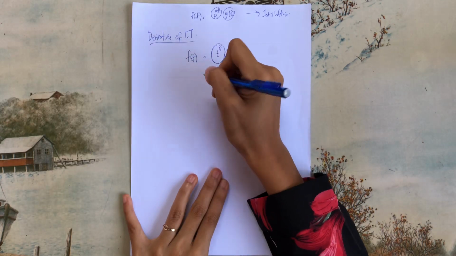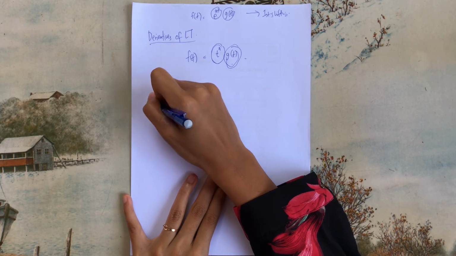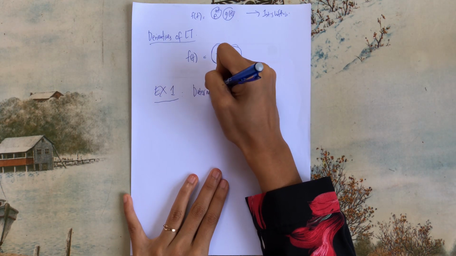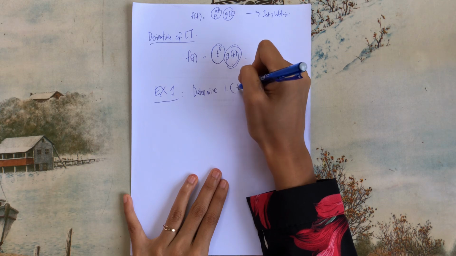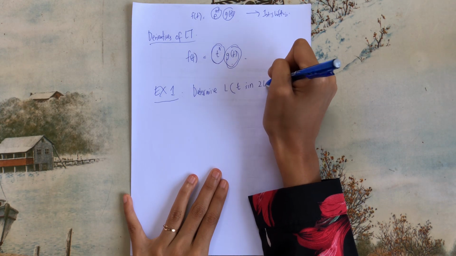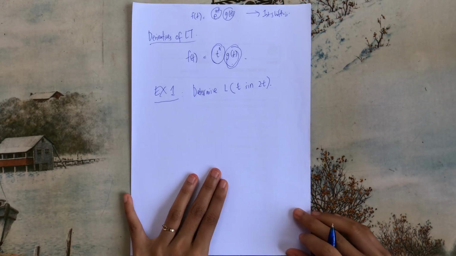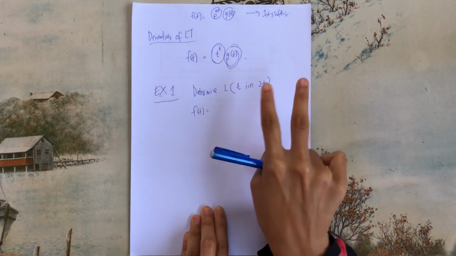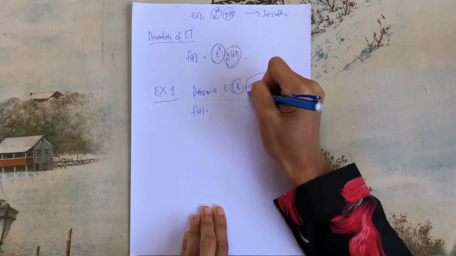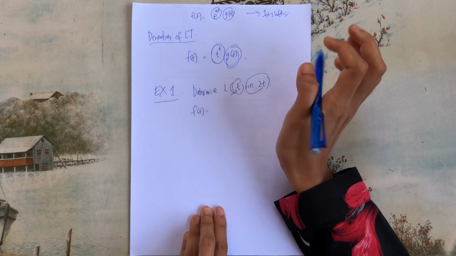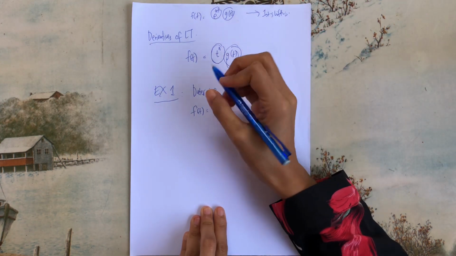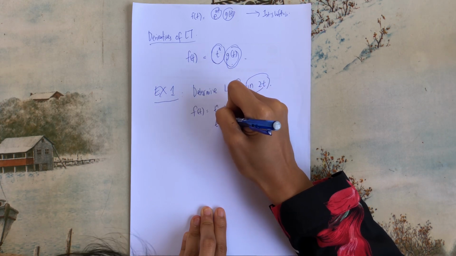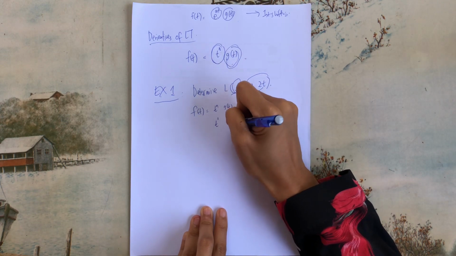I will show you an example of the derivative. Example 1: determine the Laplace transform for t sin 2t. Clearly you can see that your f(t) here has two terms of t. The first term is a polynomial, t power of 1, and your g(t) is sin 2t.